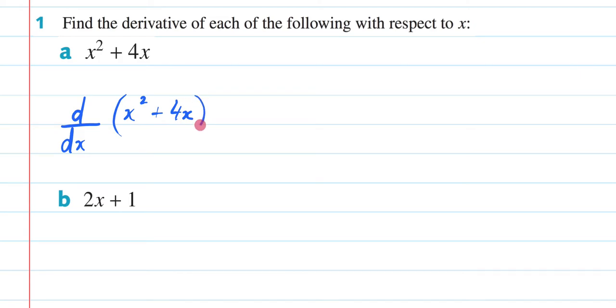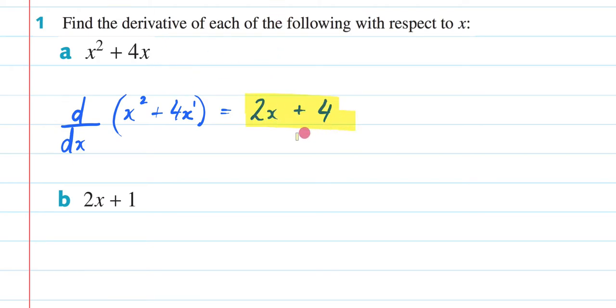And what my answer is going to be, remember you take your power to the front, so it's going to be 2, then you reduce it by 1. Then I come to my next one. Remember that there's an invisible 1 here, so it's 1 times 4 is 4. And then I'm reducing it by 1, which is 0, which makes this x to the power of 0, which is 1. That's my final answer there. So we have answered the first one.